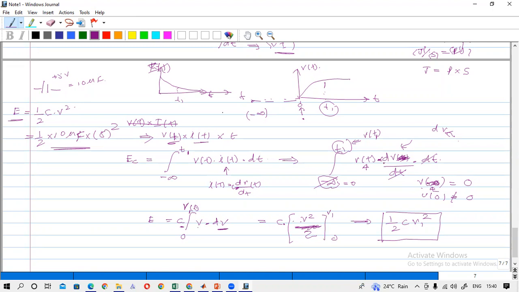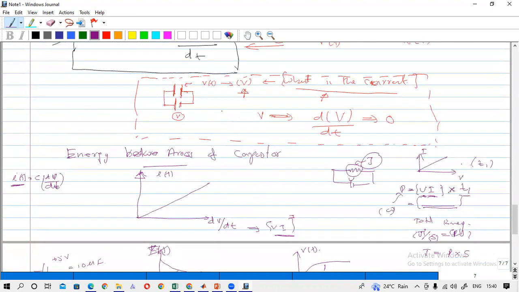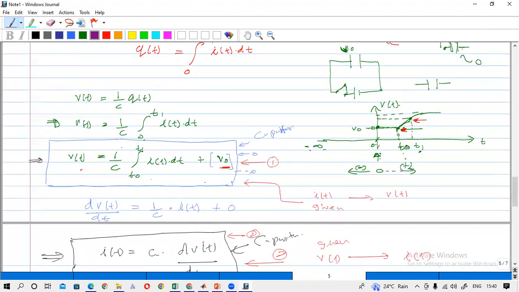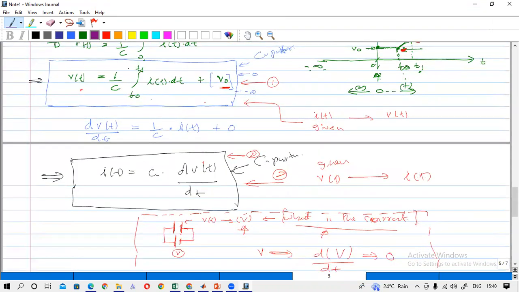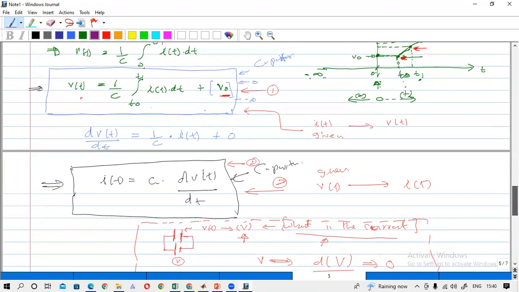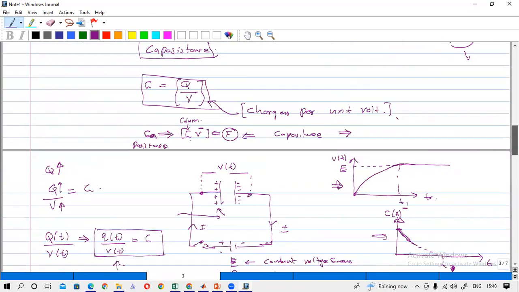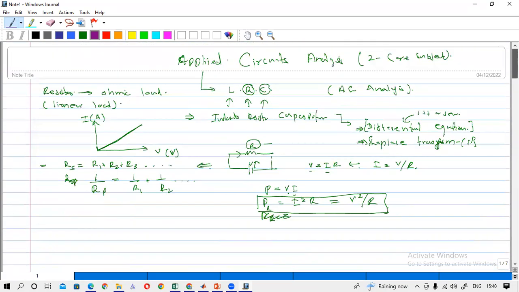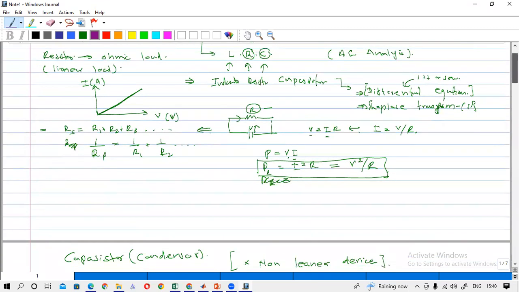So we have discussed the VI characteristic of the capacitor, how V and I are related in the capacitor, and we have found the power of the capacitor. I think that is very easy.